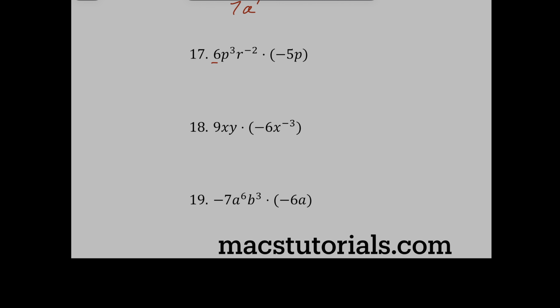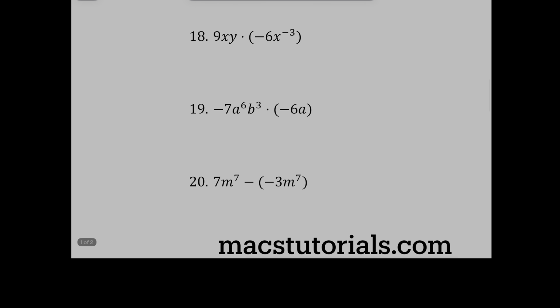17. Let's multiply the coefficients to -30. And then let's just add our exponents. That's going to be p to the 4. R doesn't have anybody to play with, so it's just a -2. 18, I'm going to go 9 times a -6. That's a -54. Let's just add our x's. X to the, what is 1 plus -3? That's a -2. And my y has nobody to play with, so I just copy them.